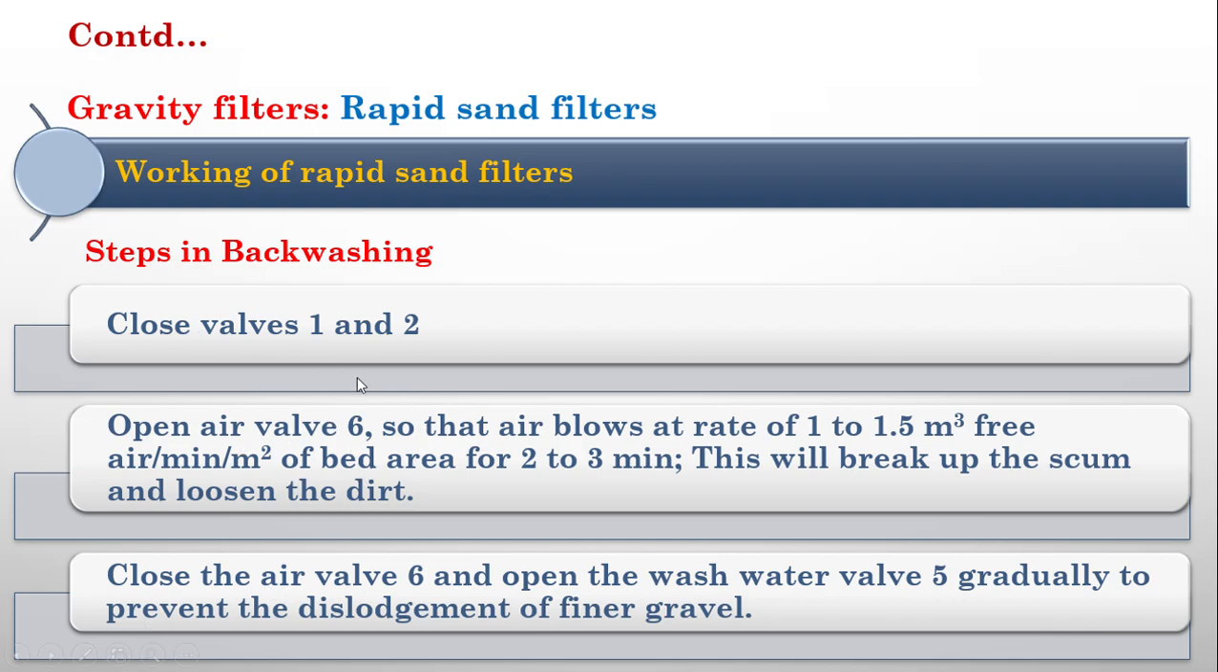Open air valve 6. You have to first open the compressed air valve so that air blows at a rate of 1 to 1.5 cubic meters of free air per minute per square meter of bed area, for 2 to 3 minutes. This will break up the scum and loosen the dirt. Then the valve is closed and the wash water valve 5 is opened gradually to prevent the dislodgement of fine particles.